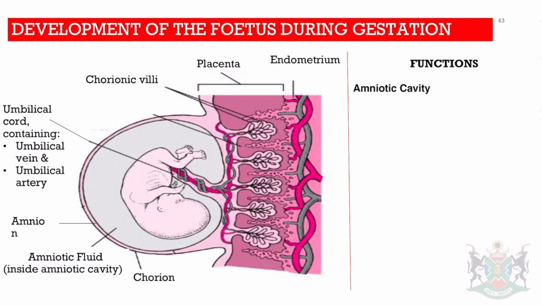Amniotic cavity. Remember that the amnion is the container. The amniotic cavity is the space within the container. Right. So the amniotic cavity contains the amniotic fluid. And again, that is where the baby will develop. That is where the fetus will develop.